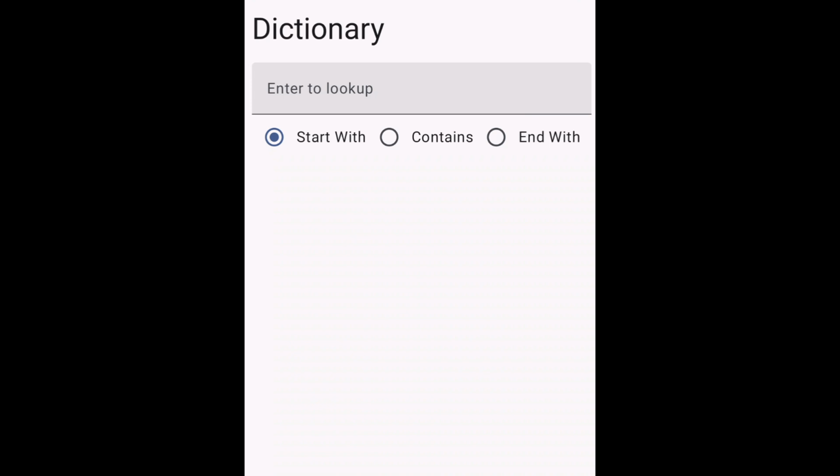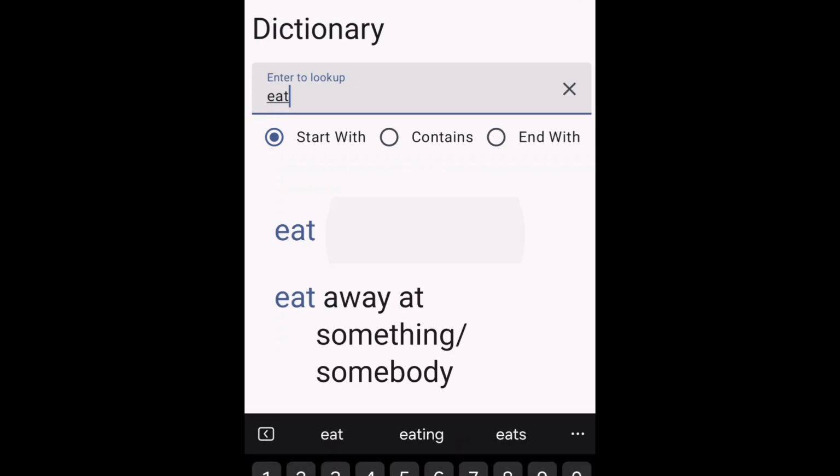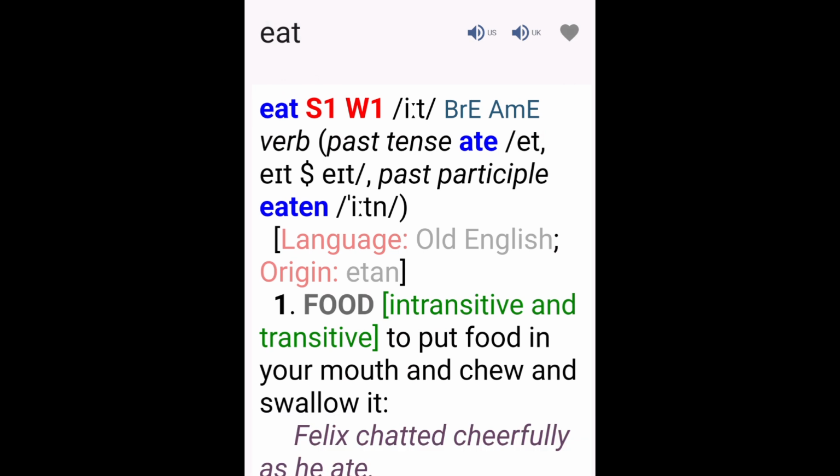Let's take an example. If I look up the word eat in the dictionary, I'll see its phonetic transcription along with an audio pronunciation. So, what should students do first? Should they listen to the word or check the phonetic transcription? The answer is, they should read the phonetics first.